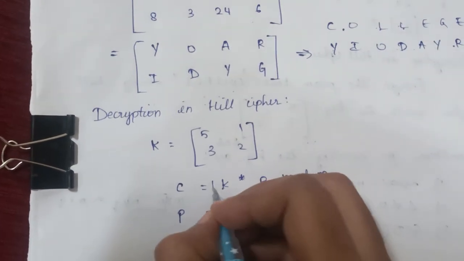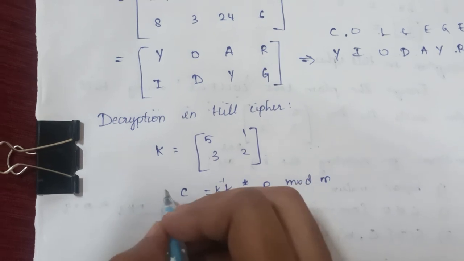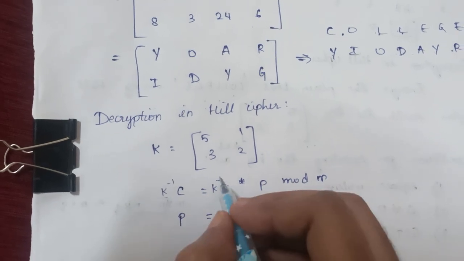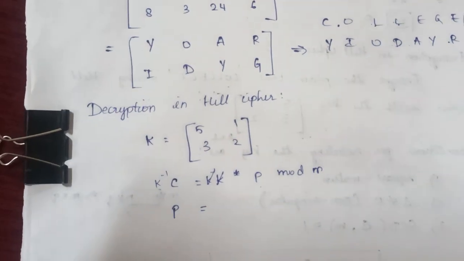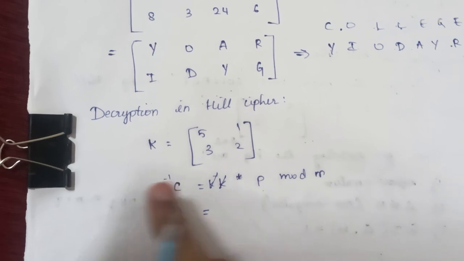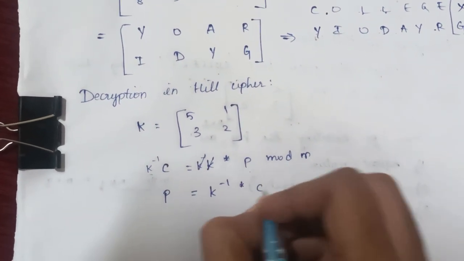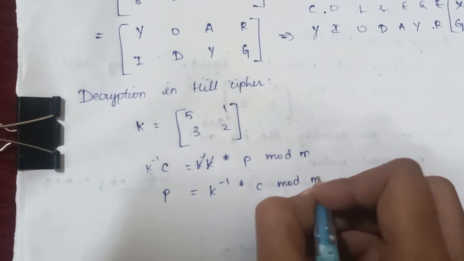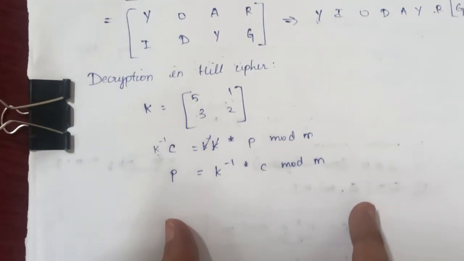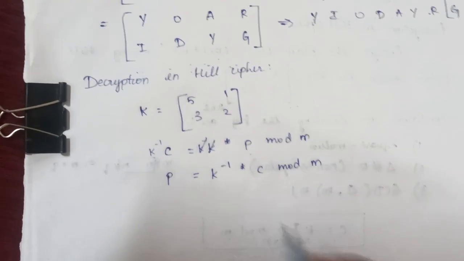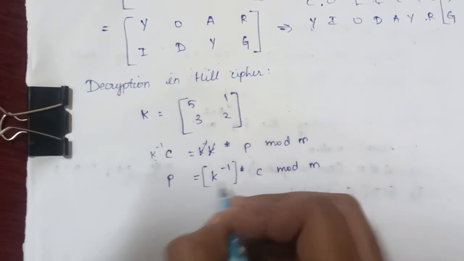So if I just multiply K inverse and K inverse here, K and K inverse will get cancelled, right? And then P will be K inverse into C. So P is equal to K inverse into C mod M. So this is the formula used for decryption. So for this we have to find K inverse first.